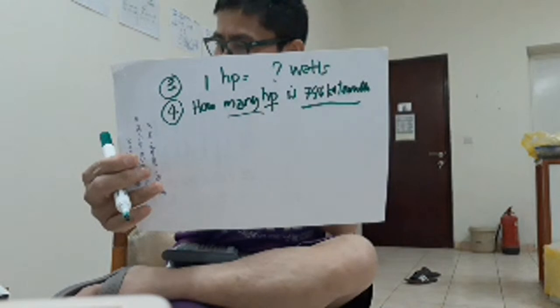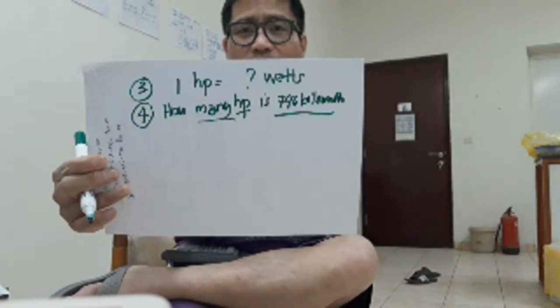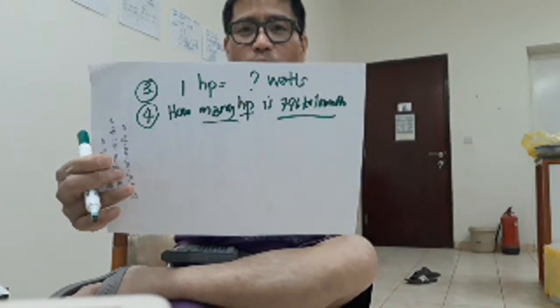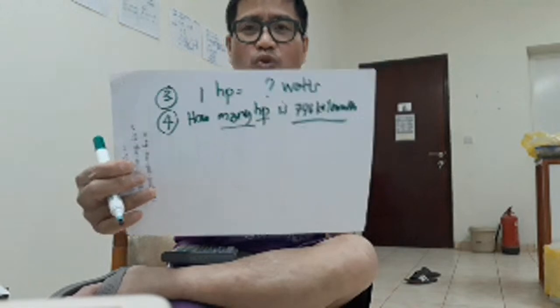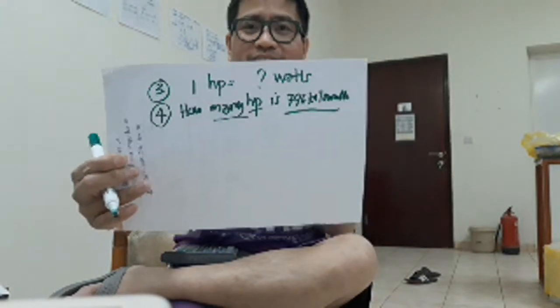Number 4, look at this. How many horsepower is 746 kilowatts? Since 1 horsepower is equal to 746 watts, you can do the ratio and proportion, or simply the conversion. You can use ratio and proportion only if it has the same relationship, the same reference point or reference variable. You can never do ratio and proportion if it does not. But here it's okay because all are horsepower and watts, and you can use ratio and proportion.